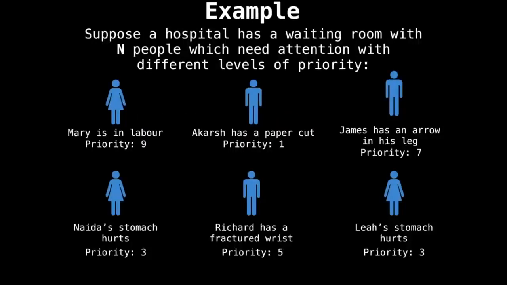Suppose a hospital has a waiting room with n people, which need different levels of attention. Each person in the waiting room has a certain condition that needs to be dealt with. For instance, Mary is in labor, so she has a priority of 9. Akarsh has a paper cut. He has a priority of 1. James has an arrow in his leg. He has a priority of 7. Naida's stomach hurts. She gets a priority of 3. Richard has a fractured wrist, so his priority is 5. And lastly, Leia also has a stomach that hurts.